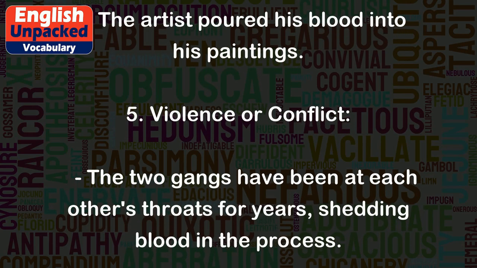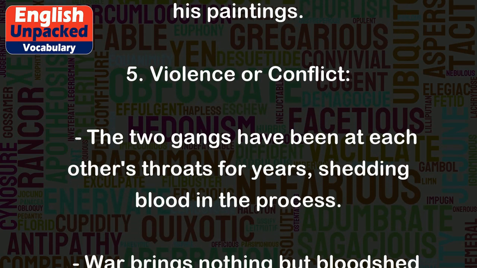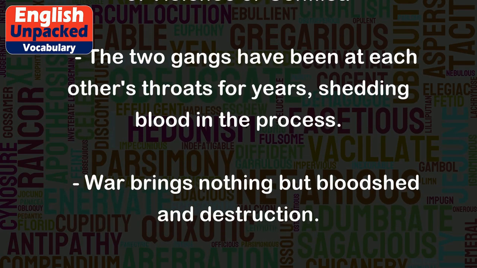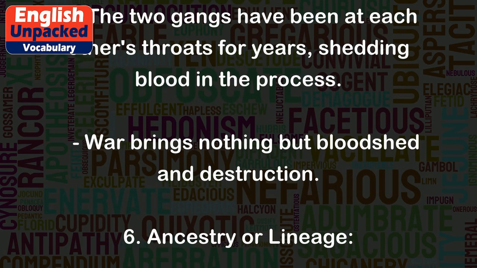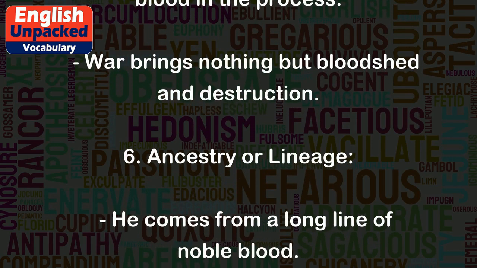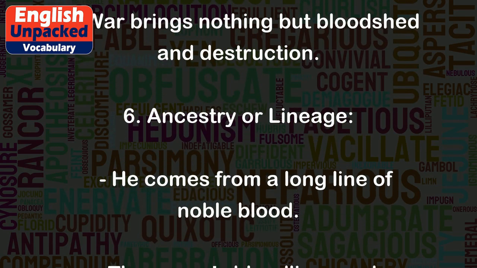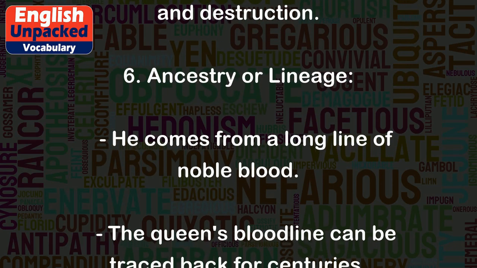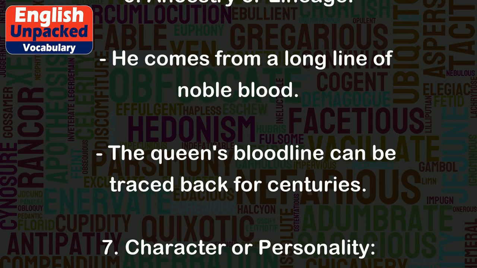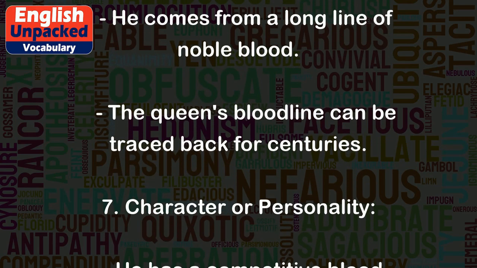5. Violence or conflict. The two gangs have been at each other's throats for years, shedding blood in the process. War brings nothing but bloodshed and destruction. 6. Ancestry or lineage. He comes from a long line of noble blood. The queen's bloodline can be traced back for centuries.